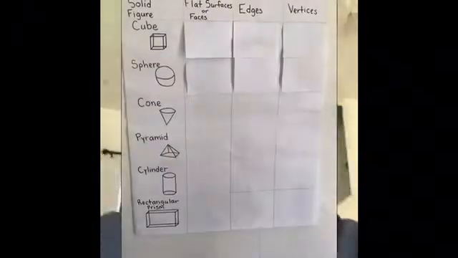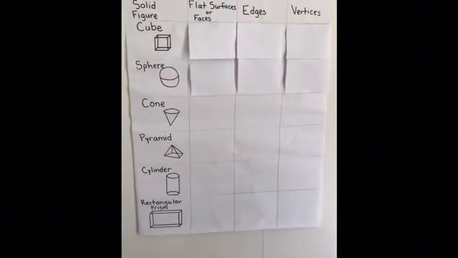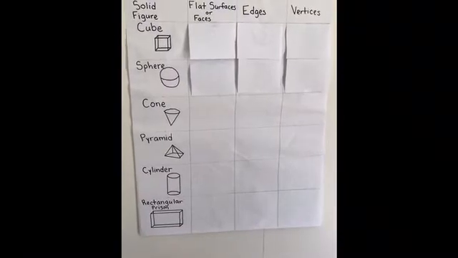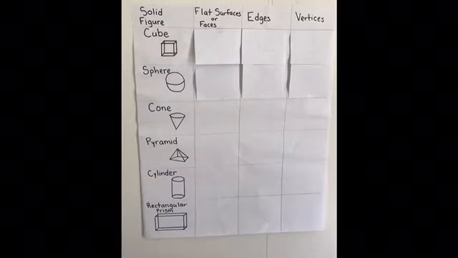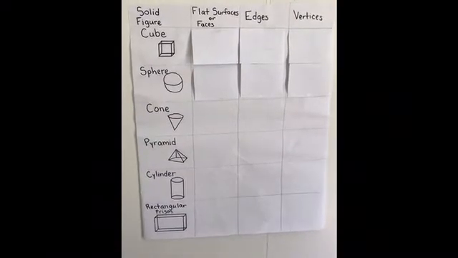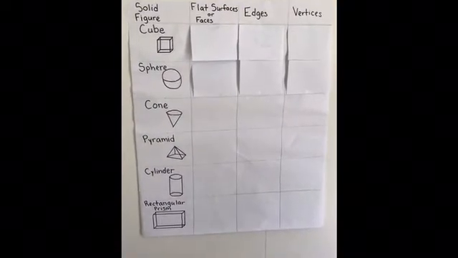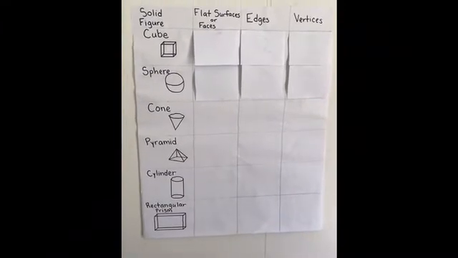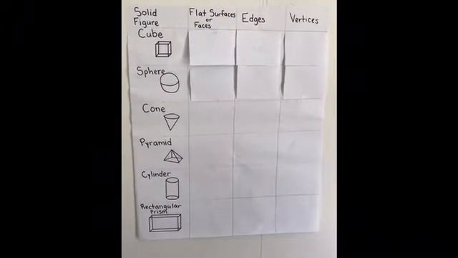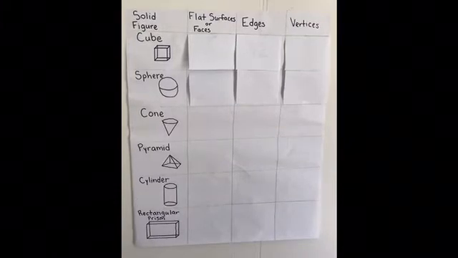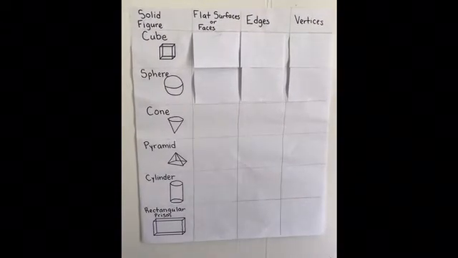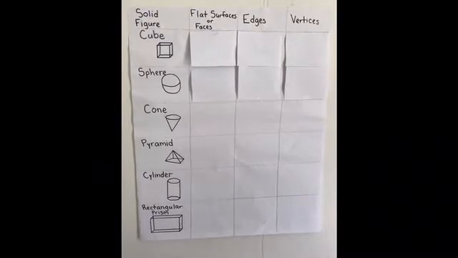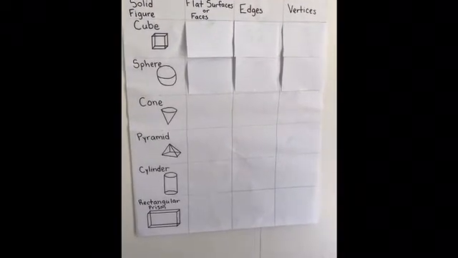Let's get started. So your assignment today for math is to fill out your own chart on Google Doc of how many flat surfaces or faces, edges, and vertices each of our solid figures have. To help get you started, I will do cube and sphere with you, and then your job is to do cone, pyramid, cylinder, and rectangular prism.